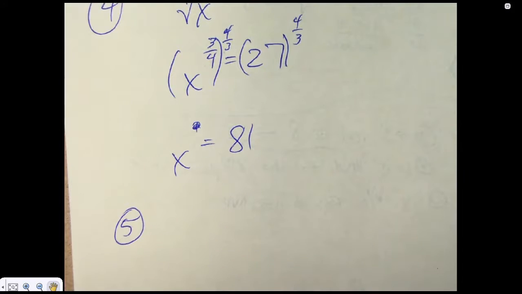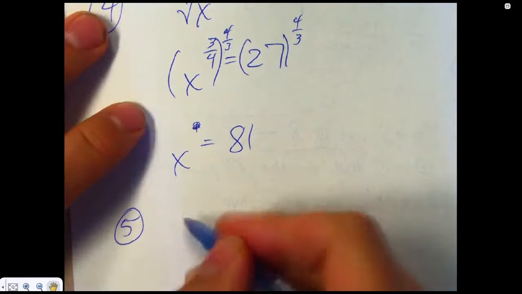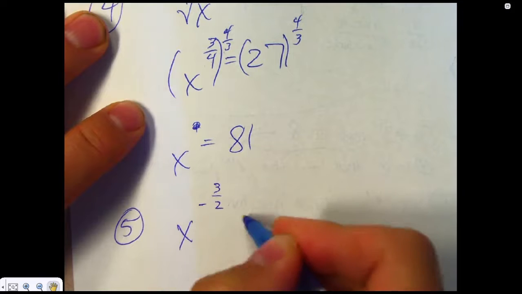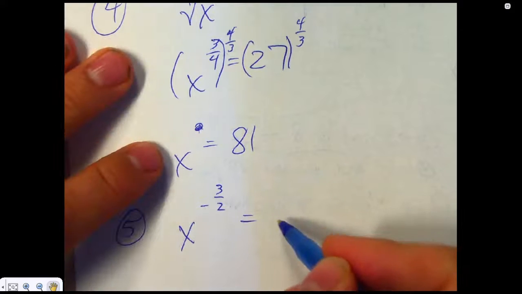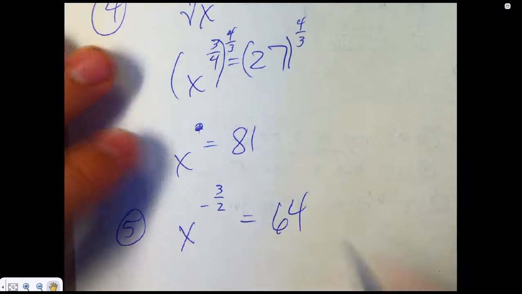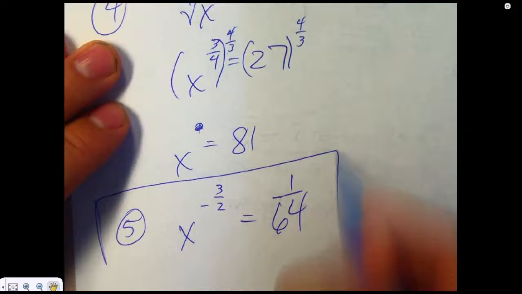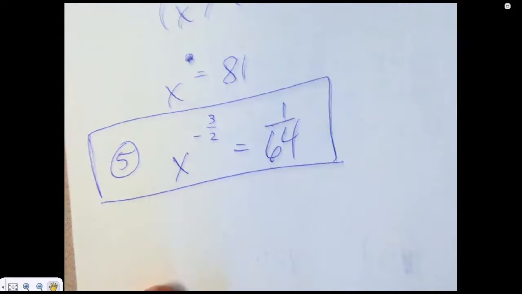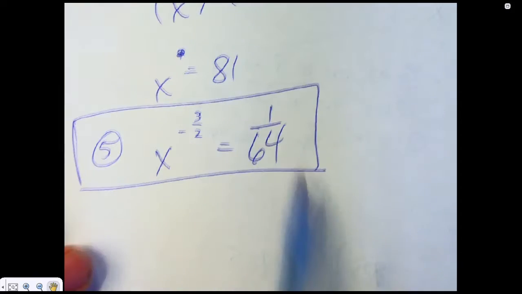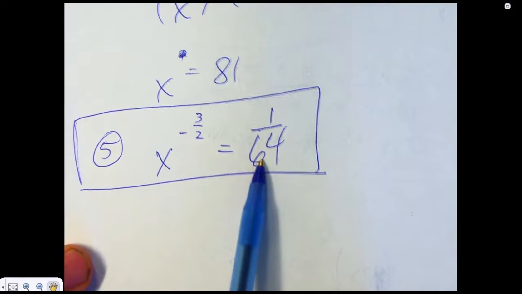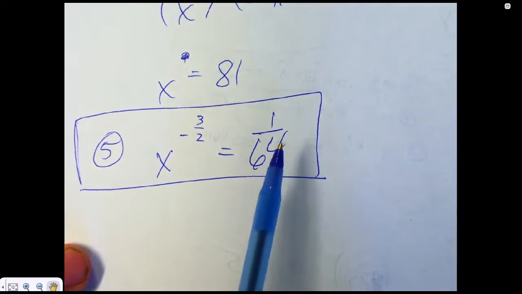All right, let's look at another one similar to that. I'm looking through your worksheet right now and trying to grab something similar. Let's say x to the negative 3/2 equals... no, 1 over 64. So there's your problem. You've got to find x. This is a fraction, but that doesn't really impact the way we do the problem. It just makes your life a little more annoying.